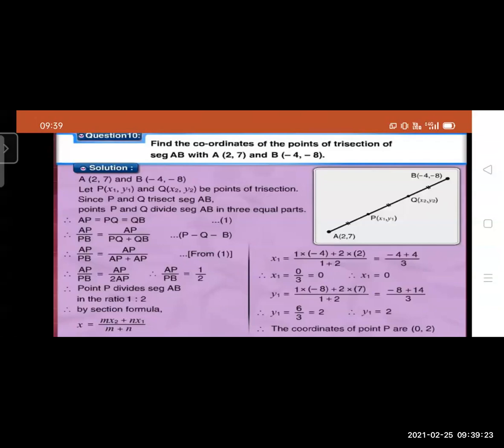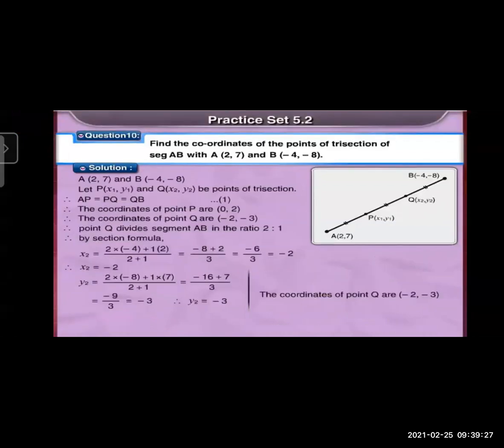But we have to find the coordinates of Q. So again, we use the second method. Q is the midpoint of PB. So by the midpoint formula, you find the coordinates of Q. Or you can also apply the same formula here. Here the ratio is 2 and here is 1.